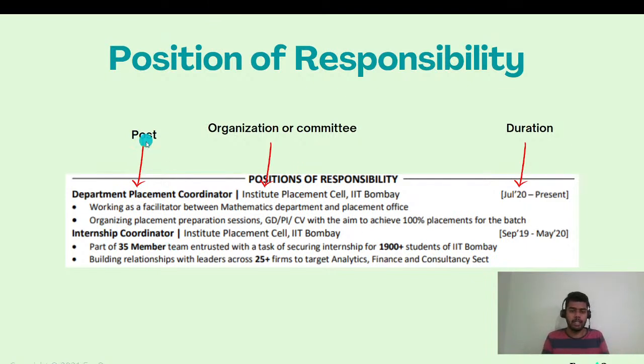The way you write this is simple. Just the post that you are holding, the organization or committee under which you are holding that post, separated by a vertical line, and obviously the duration, meaning the period in which you completed it. If something is ongoing, you can mention present, or if it's completed, you can mention the date. Similarly, you can list out the points the way the pointers are written. Here also some numbers have been bolded to specifically show that I have managed such a large team, and that is important because sometimes the interviewer wants to check your management skill and personal skill.